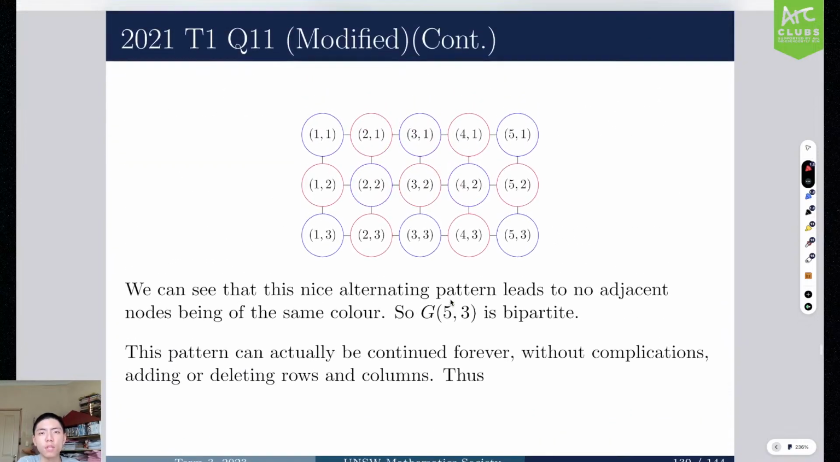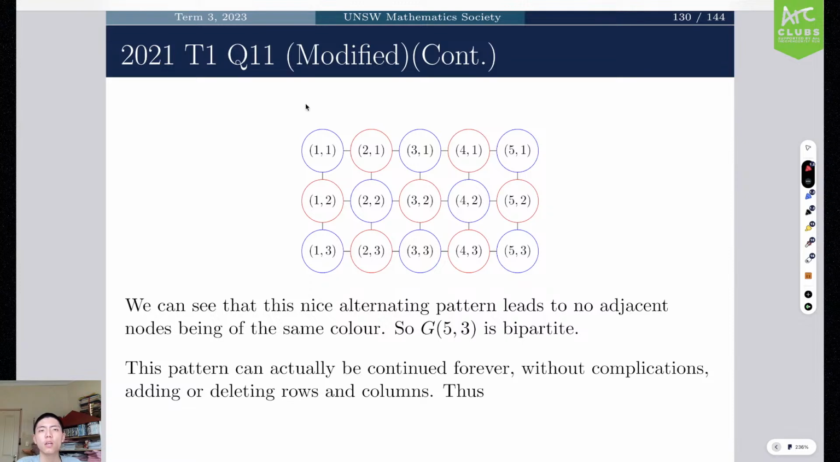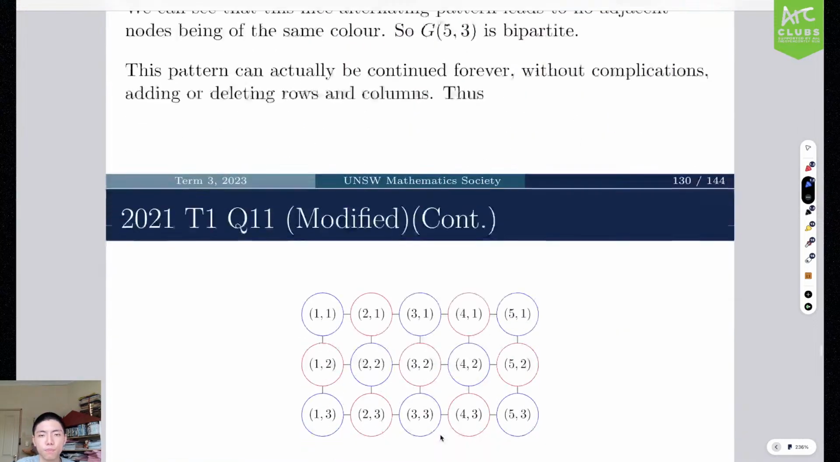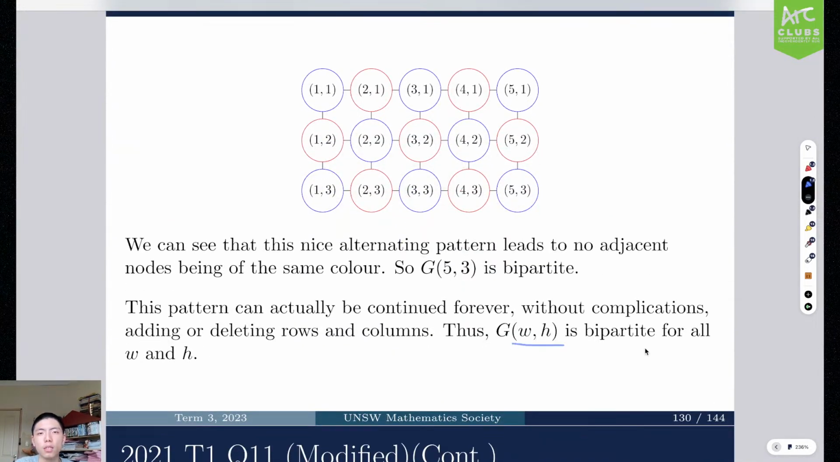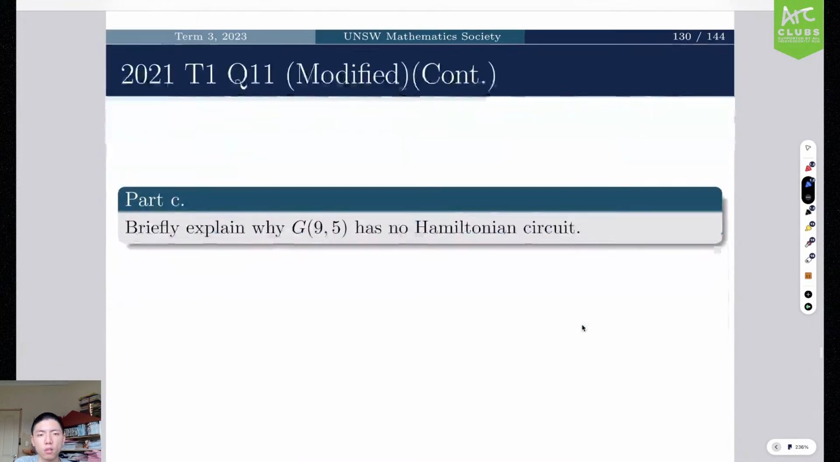Now, if you were to think of this idea in extension, as long as you were to just continue this pattern forever, then this is actually also still bipartite, right? Because as long as it is red, it will be surrounded by blues, and as long as it is blue, it'd be surrounded by red. So it means that there is no way that it is possible to make it so that two colors are fighting for the same vertex. So that means that G and whatever is always going to be bipartite. So it is going to be bipartite for all values of W and H.